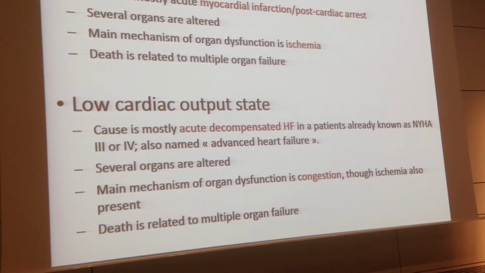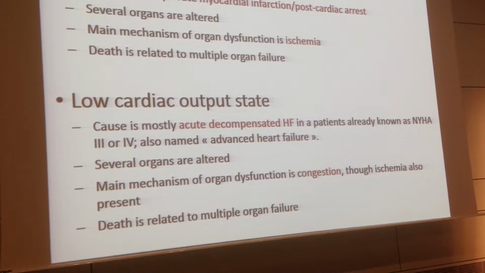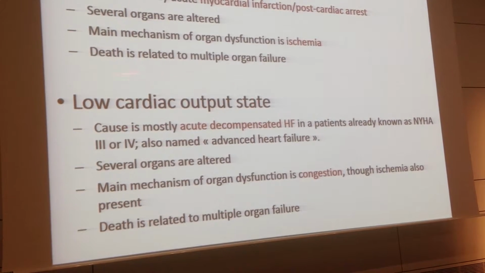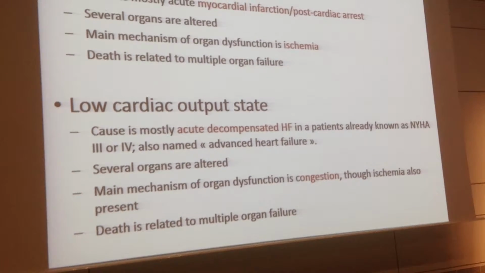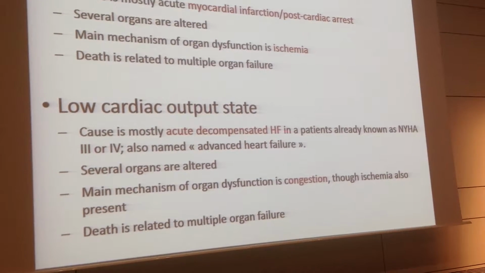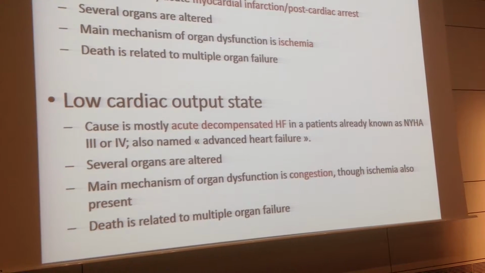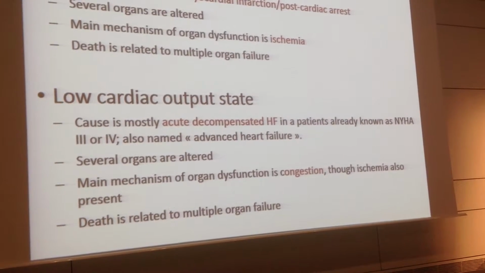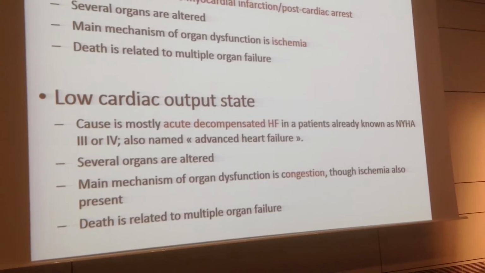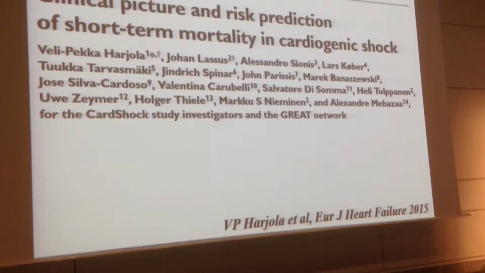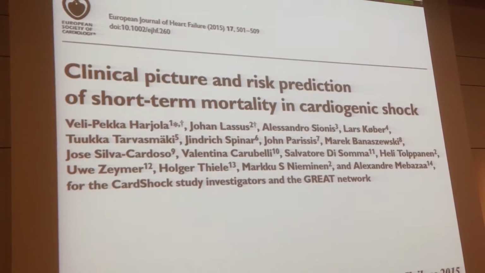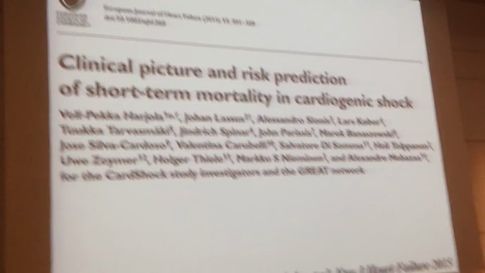Now, sometimes we can have some discussion with the cardiologist, who may see cardiogenic shock but much more often sees the low cardiac output state, which is more a decompensation of a chronic heart failure, really acute decompensated heart failure. Indeed, here we may have several organs that are altered, but the main mechanism of organ dysfunction is congestion. Here it's mostly ischemia, and on the bottom, mostly congestion. I'm going to focus here on cardiogenic shock, and I will show you some data from our great network and my group on cardiogenic shock.